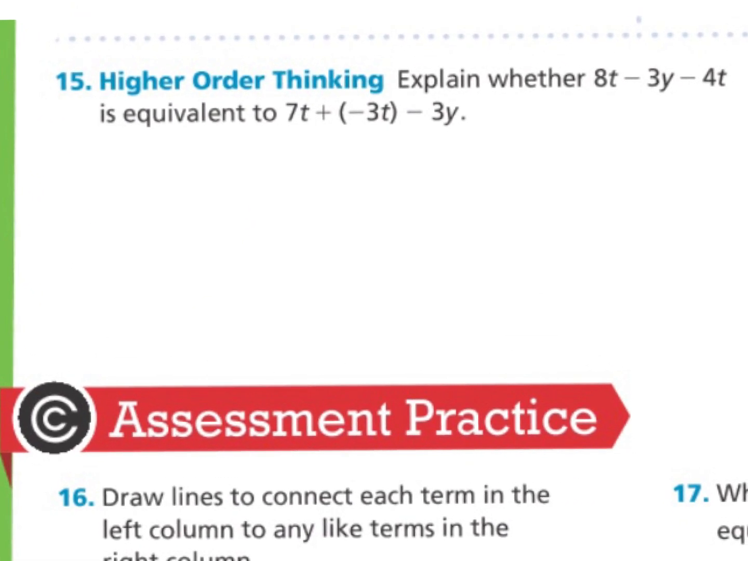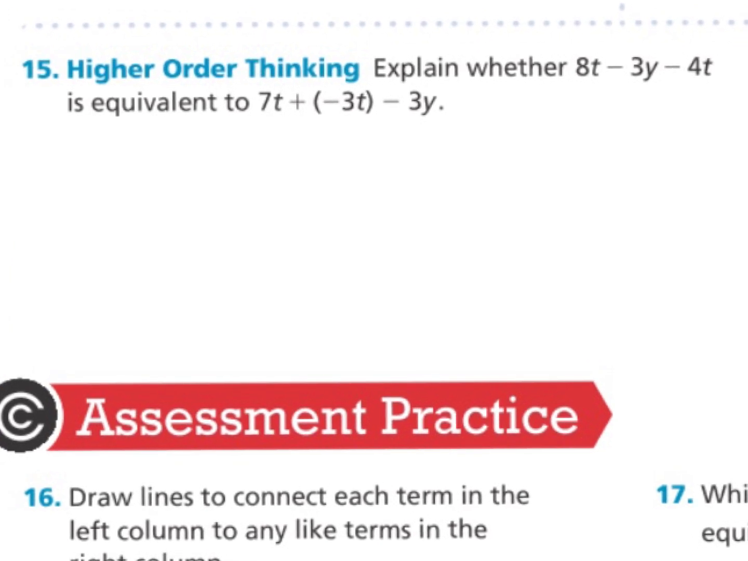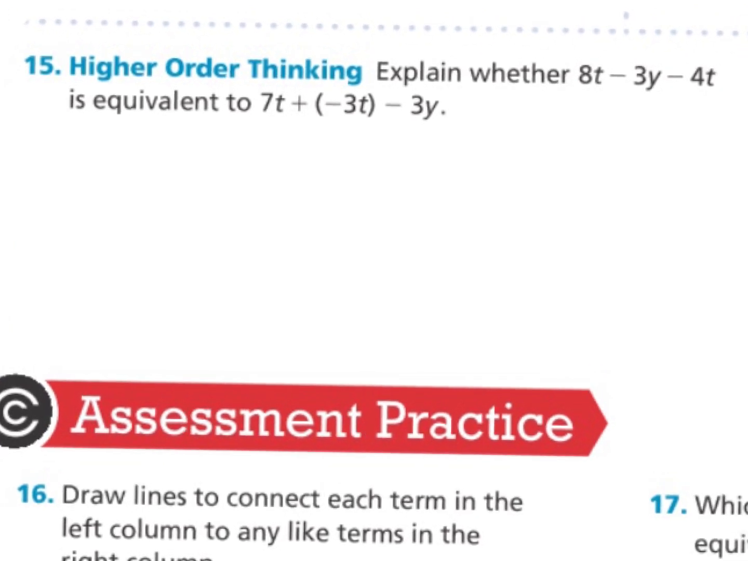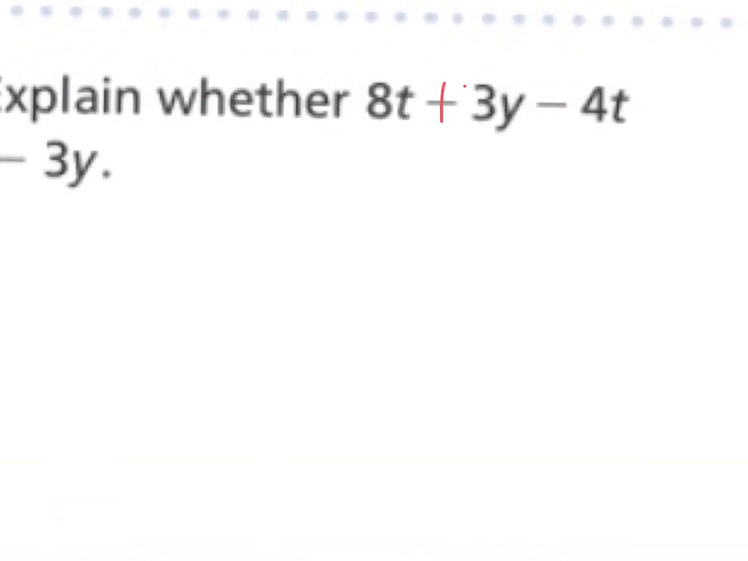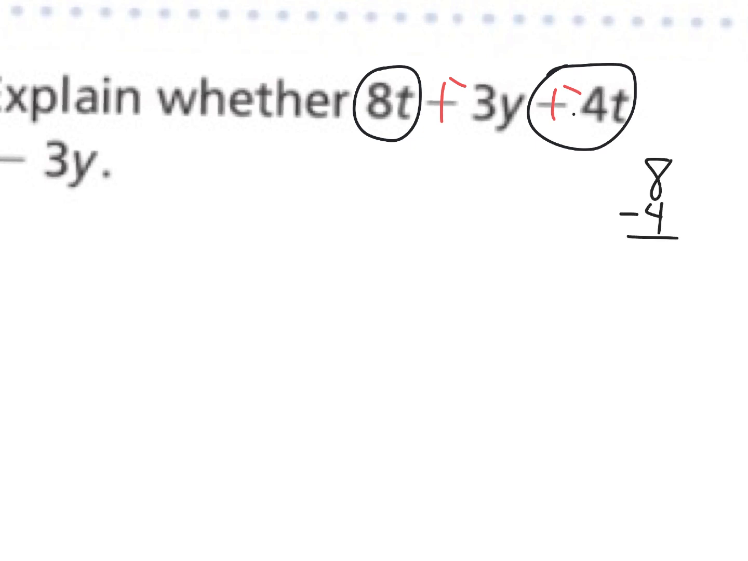Look at number 15. They want us to explain whether those are equivalent. So to see whether they're equivalent, we're just going to combine our like terms. For this first one, you can go ahead and add the opposite on those. The t's you can combine, so 8t plus -4t, opposite signs, different signs, take the difference. We have more positives, so that's 4t plus -3y.